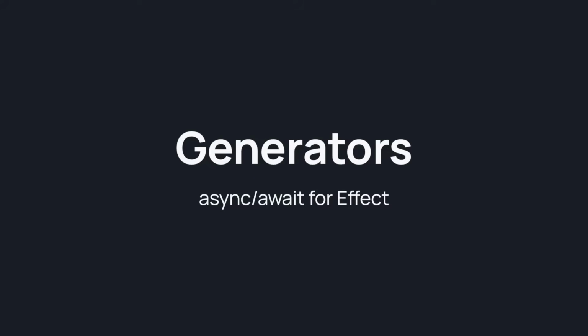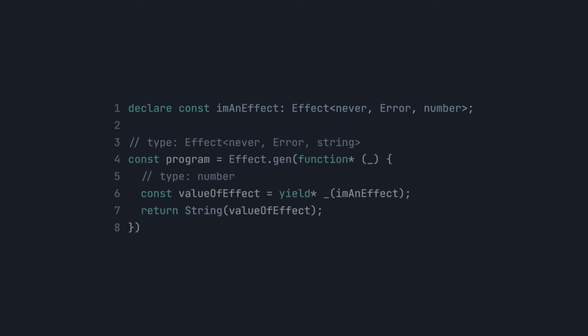Just like async await allows us to write asynchronous code in a synchronous looking way, generators allow us to write effectful code in the same familiar manner. Using generators looks like this. First, pass a generator, that's the function star, to the Effect.gen function. This generator takes one argument called an adapter, which the common convention is to alias with an underscore.